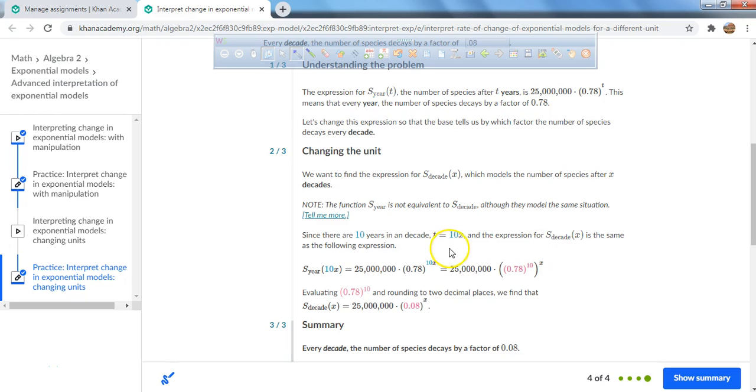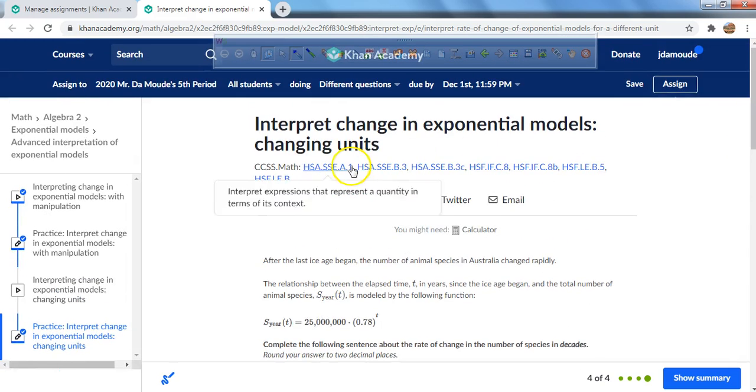So good luck with that, and I hope this was helpful when you were working on these problems dealing with changing units of time in an exponential model.